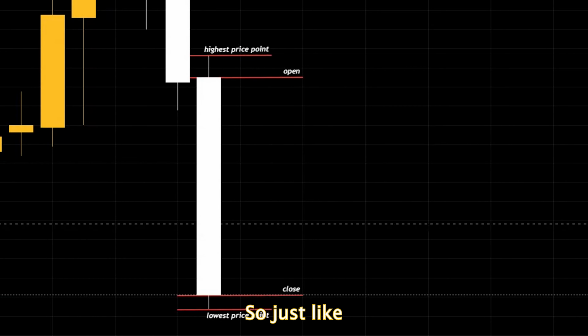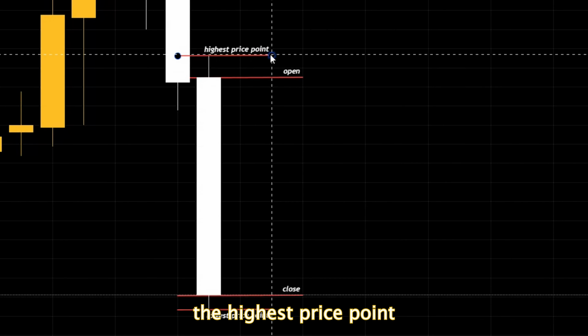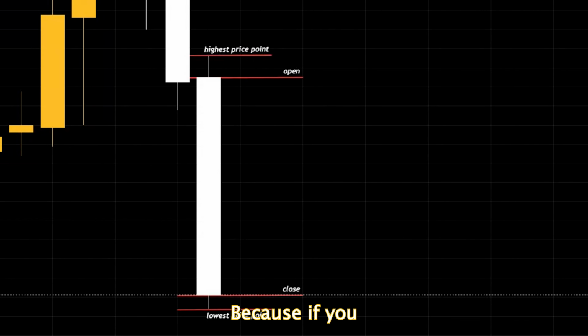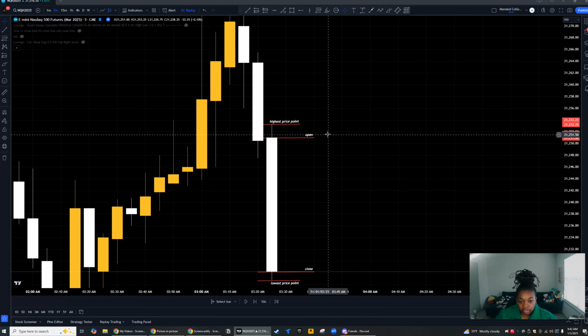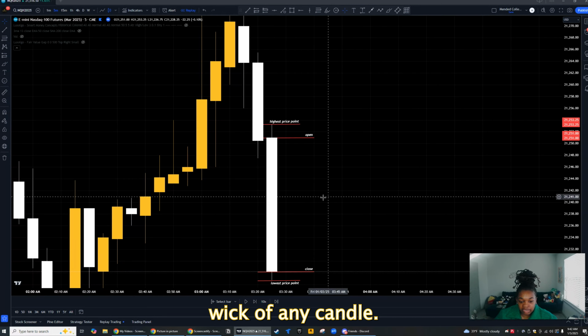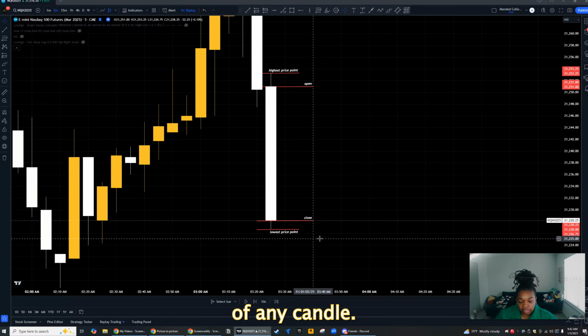Okay, so just like it's synonymous to the bullish candle, the highest price point and the lowest price point remain the same. Because if you look over here at the price points, 21,260 is higher than 21,244. So the highest price point will always be the top wick of any candle, and the lowest price point will always be at the bottom of any candle.